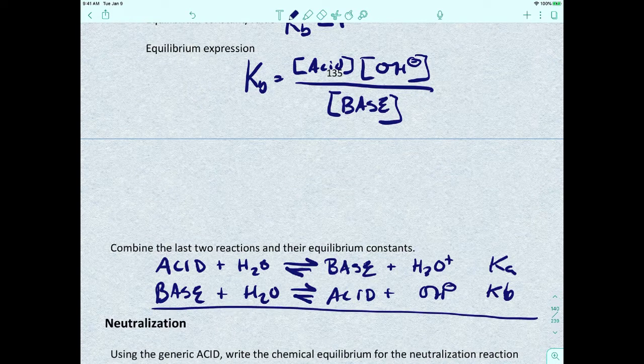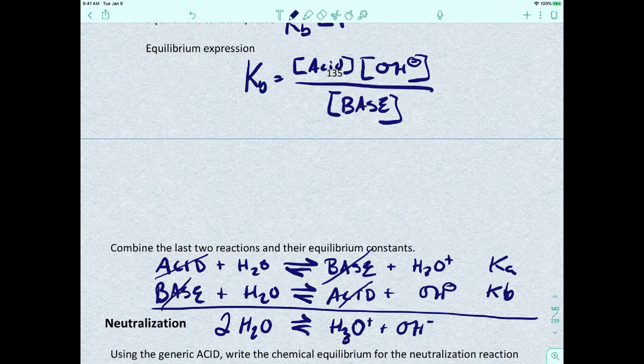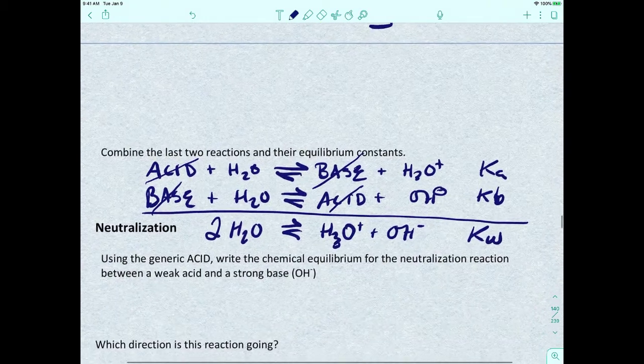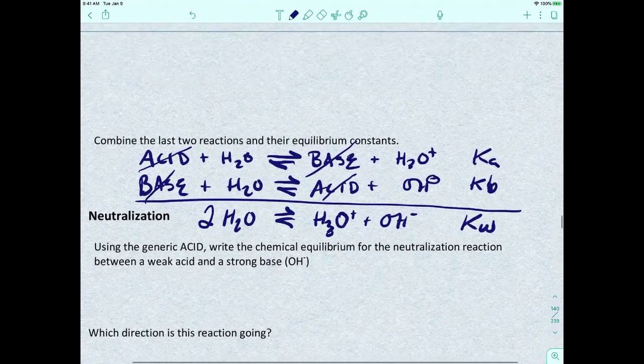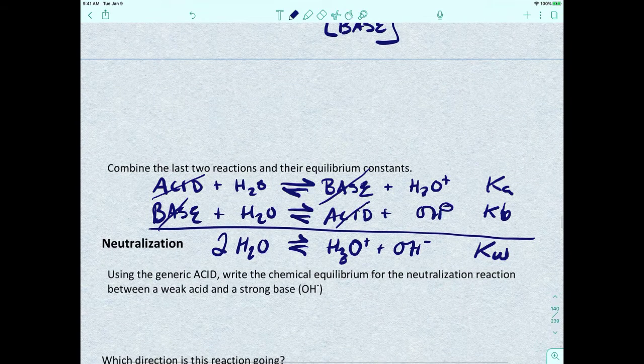If we add these two up, the acids will drop out, the bases will drop out, and we get that 2 moles of water is in equilibrium with H3O+ and hydroxide ion, or Kw. And we know that the relationship between these two, Ka times Kb, will also give you Kw.